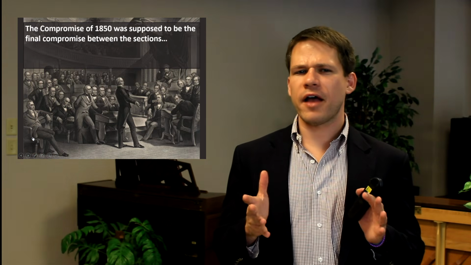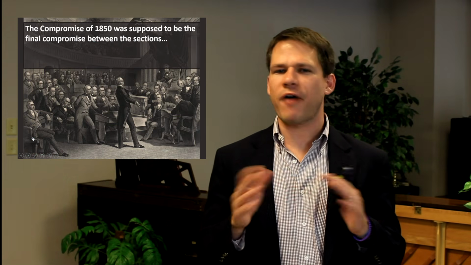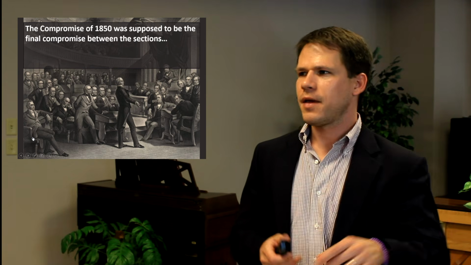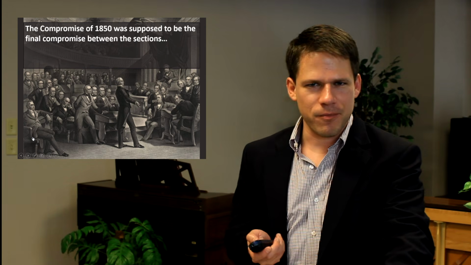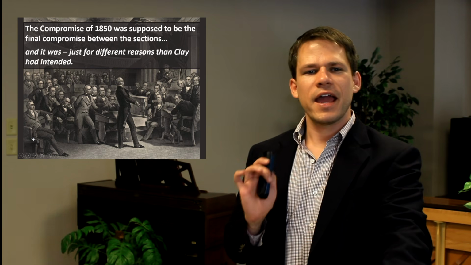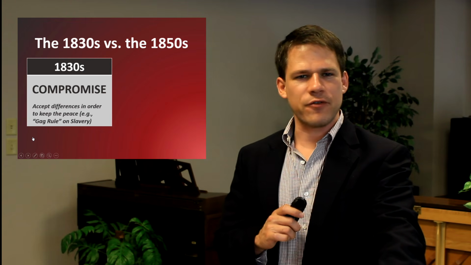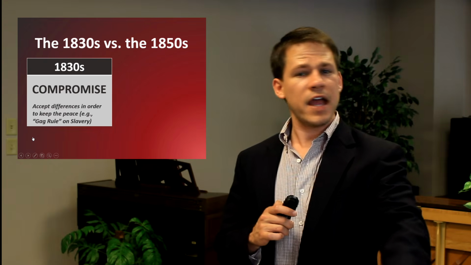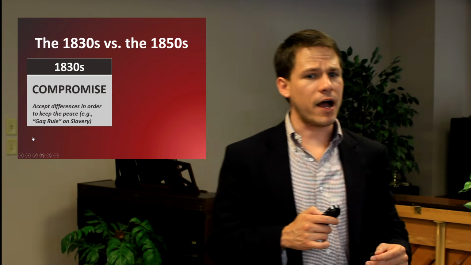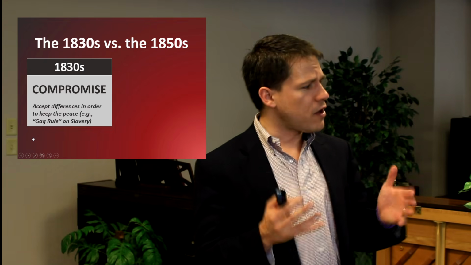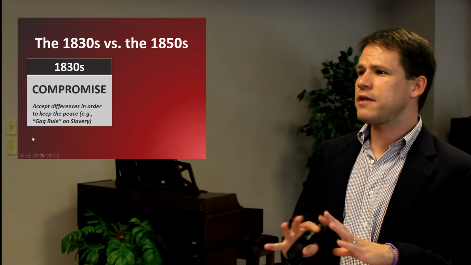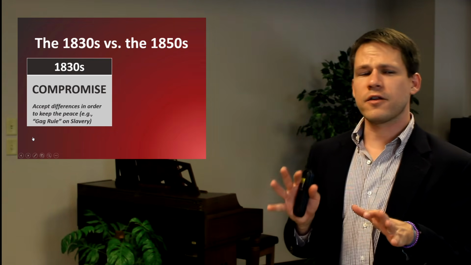Now, the Compromise of 1850 was supposed to be the final compromise between the sections. And I guess in a way it kind of was, but not in the way that Clay intended it. It's really for a different reason, that the 1850s are not going to be about compromise. Now, the 1830s, these were about compromise: if there's a difference, then we need to keep it quiet. We don't need to stir up controversy.